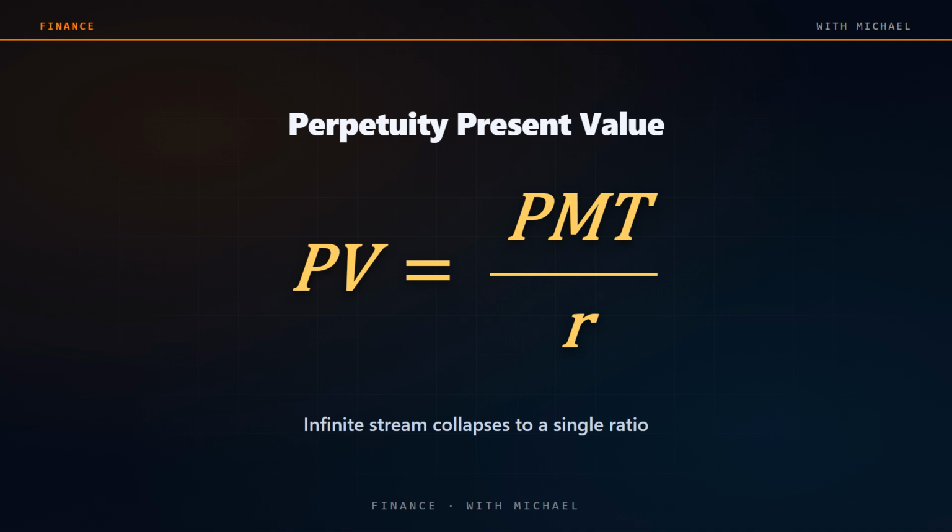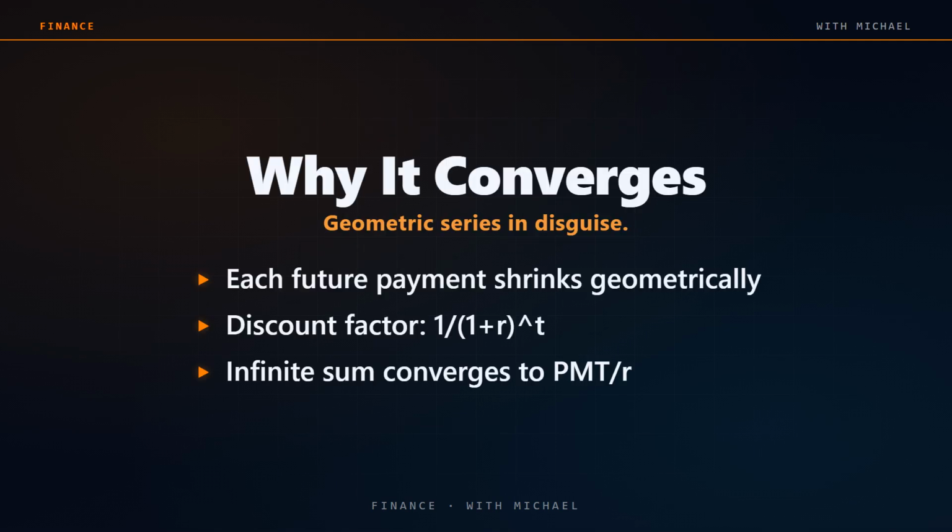Now an extension. If the payment grows at a constant rate g, you have a growing perpetuity. The Gordon growth formula. PV equals PMT divided by R minus g. If the same 5,000 grows at 3% forever and the discount rate is still 8%, present value is 5,000 divided by 5%, which is 100,000 shekels. The growth raises the present value substantially.